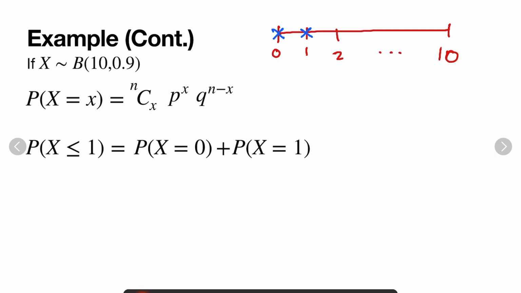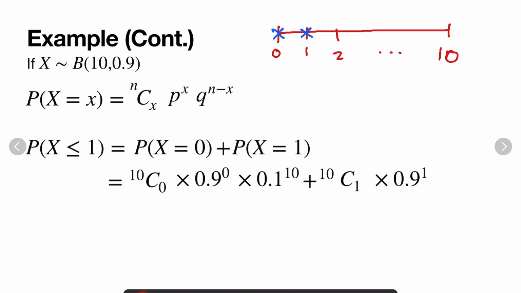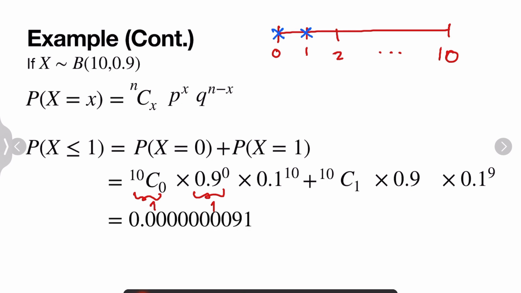Put into the formula then. 10C0 times 0.9 power 0 times 0.1 to the power of 10, plus 10C1 times 0.9 to the power of 1 times 0.1 to the power of 9. Put everything into your calculator. What's the probability for x is less than or equals to 1? Round off to 4 decimal places. Panjang kan? 0.00 blah blah 91. 9.1 times 10 to the power of negative 9.